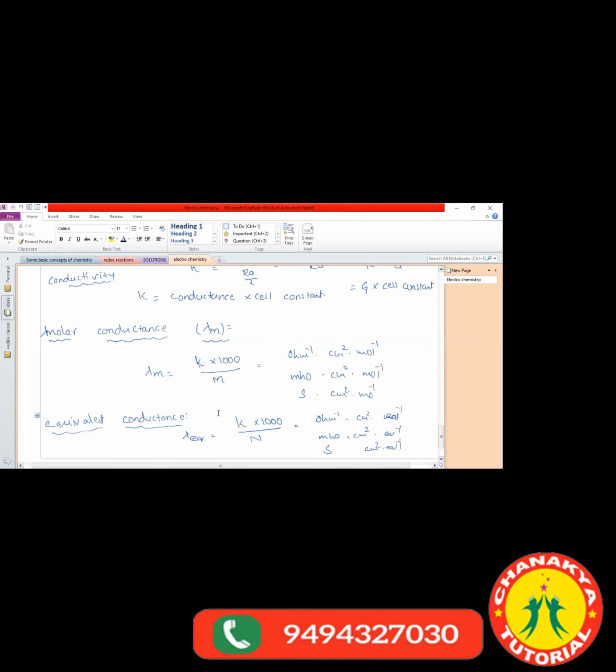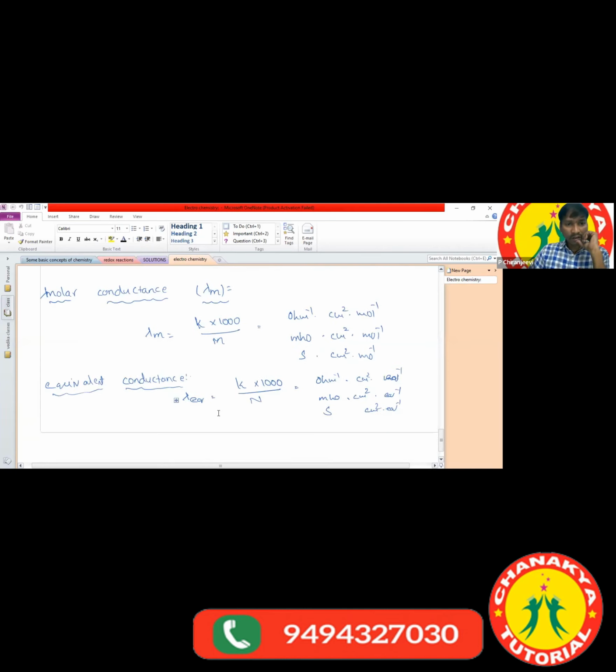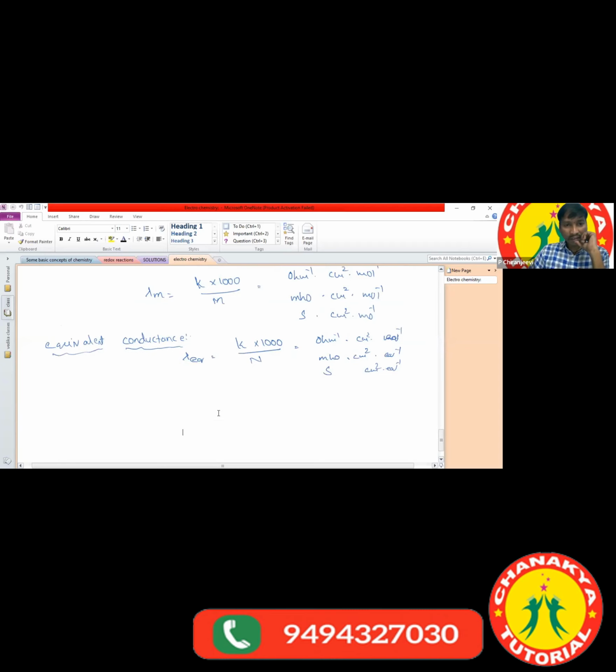The units I have clearly mentioned here. For the equivalent conductance, the units are ohm inverse, centimeter inverse, and equivalent inverse. Sometimes, to confuse you, in examinations they also ask questions based on the units. Then next, molar conductance and equivalent conductance.